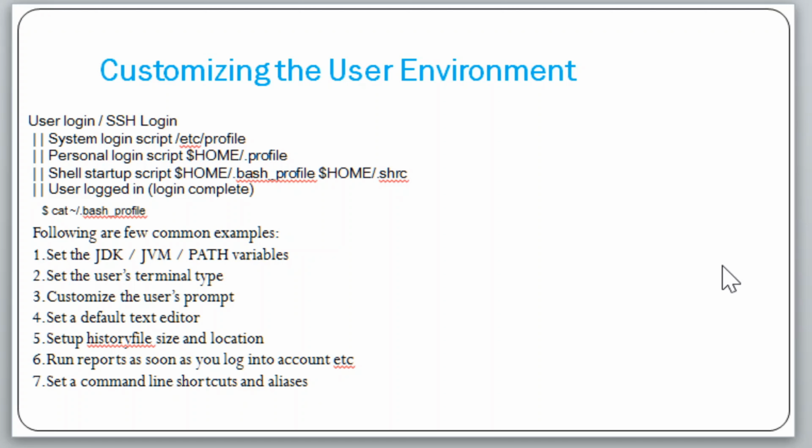You can also customize a user environment. So we can go into the system login script, which is /etc/profile. We can do a personal login script, so we can call the variable home, which is just going to be the home directory, /.profile. We also have the shell startup scripts: the home directory /.bash_profile, and the home directory /.shrc. So we can alter the user environments in those files.